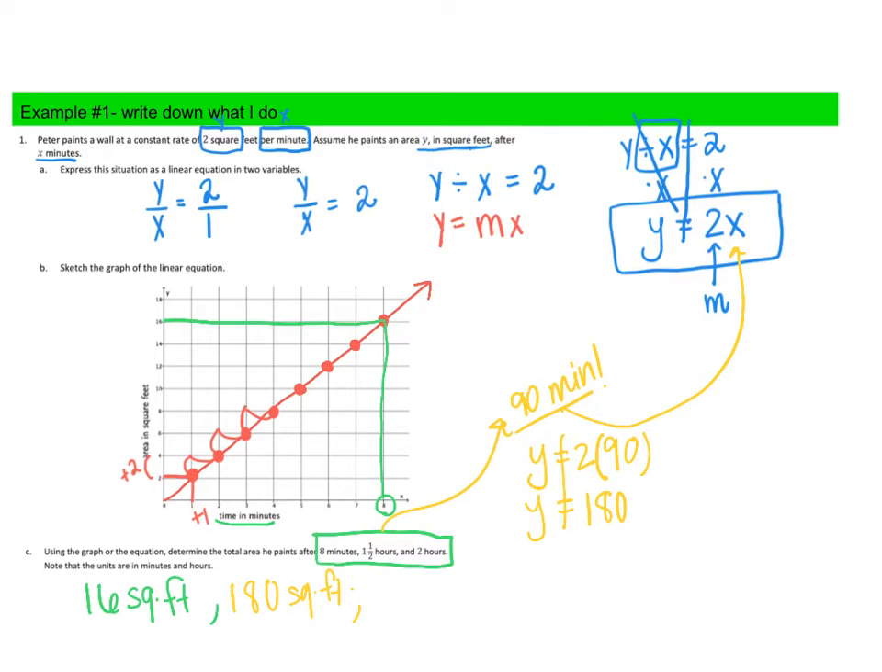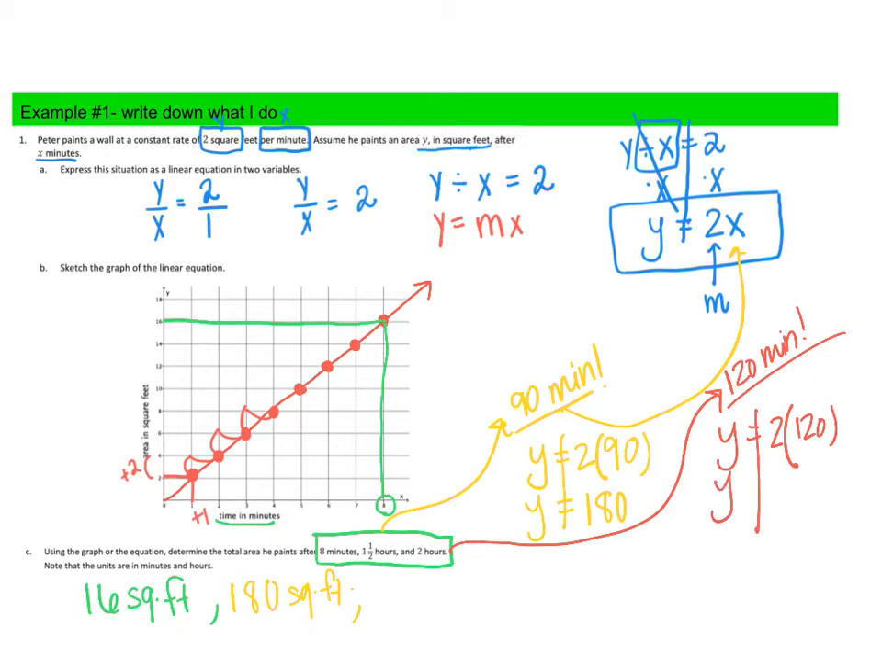And then lastly, I'm going to be doing 2 hours. Well, 2 hours is how many minutes? Well, 60 minutes is in 1 hour, so 120 minutes for 2 hours. And I'm going to be plugging this in. So y equals 2 times however many minutes, and it was 120 minutes. I'll do this math out. 2 times 120 is 240. So how many square feet will he paint in 2 hours? 240 square feet. Okay, and we're done with example number 1. Please make sure you have all this down.